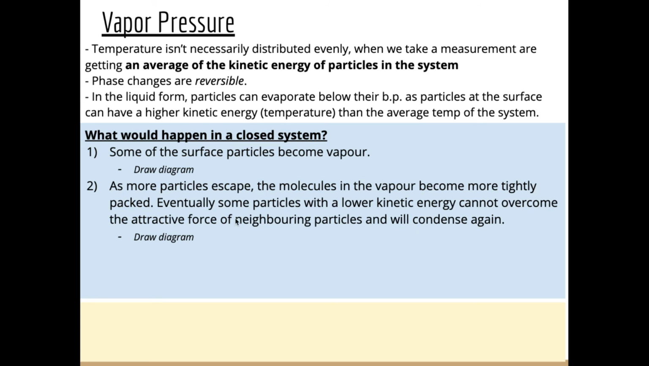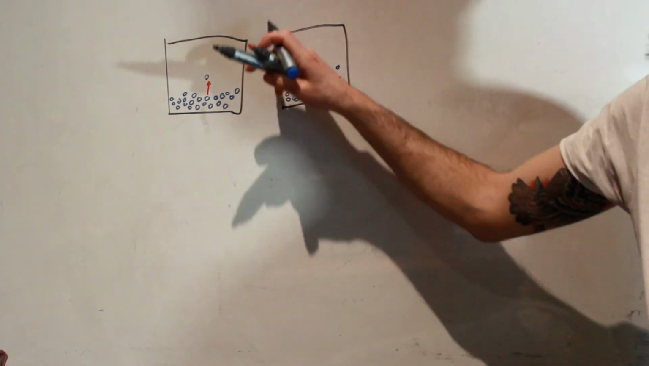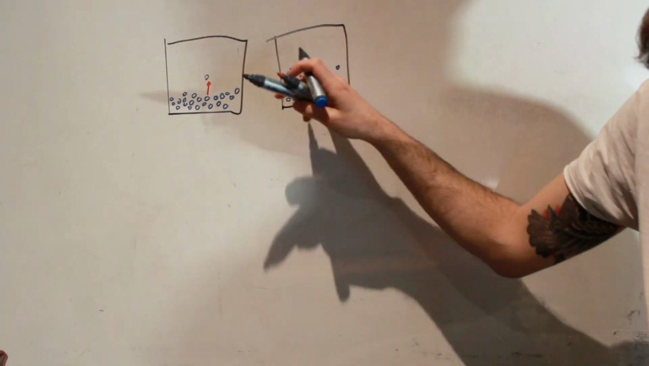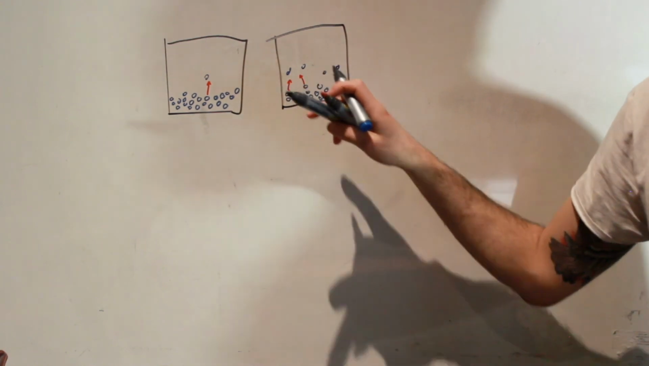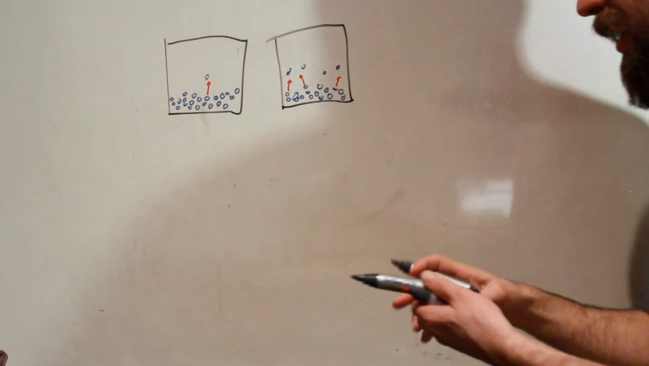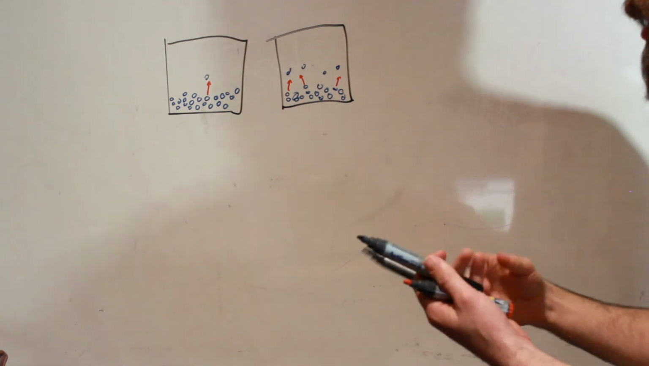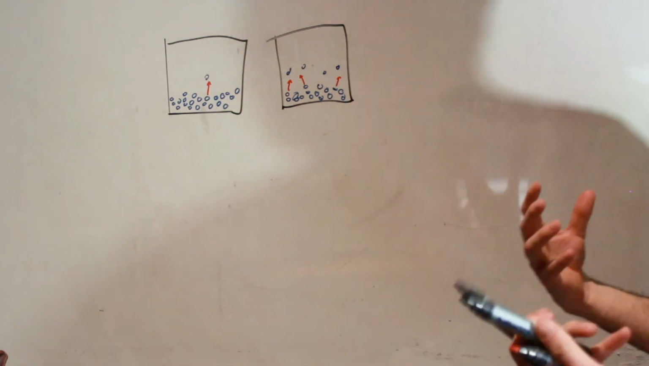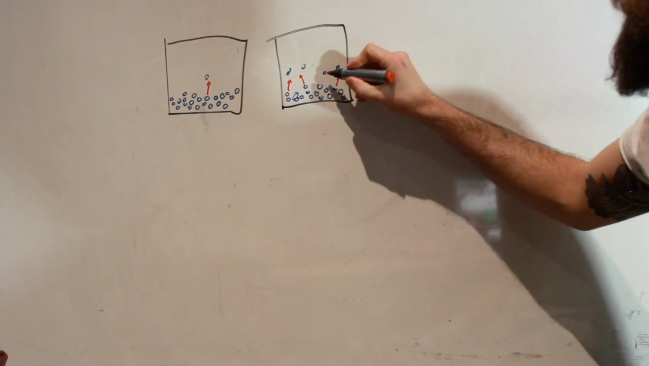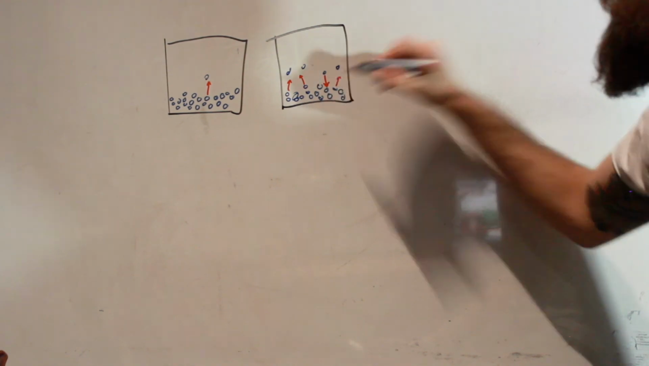But it says, as more particles escape, the molecules in the vapor become more tightly packed. So as more particles become vapor in the closed system, they become more tightly packed. And eventually, it'll cause some of these particles to have less kinetic energy and go back down into the liquid phase. So do the reverse. It'll condense like that.